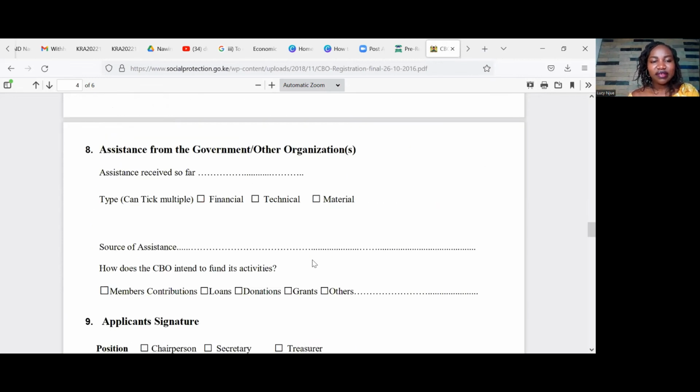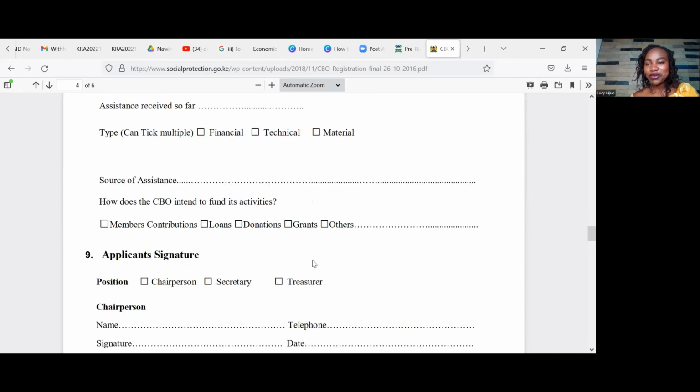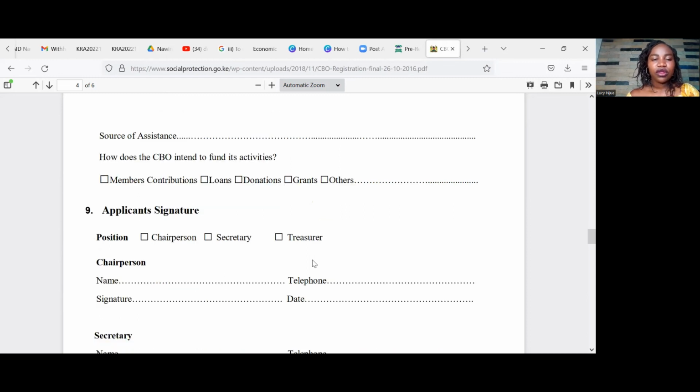And then assistance from the government, you need to declare if you have received any kind of assistance in the past from the government, whether it's financial, technical, or material, and who exactly provided this assistance. And the million-dollar question that I always ask, how do you intend to fund your activities? A critical question there, is it through member contributions? Is it a loan, which is not very advisable for CBO? Is it through donations? Is it through grants? So basically, you have to think exactly how you will fundraise for your activities.